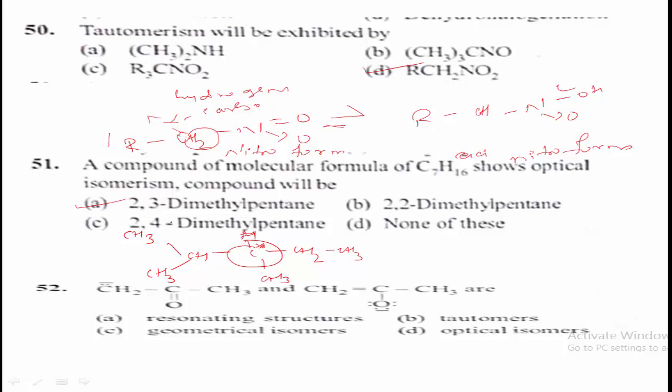Okay, what is the question? Here 2 structures are given. Option A, they show resonating structures. Option B, tautomers. Option C, geometrical isomers.